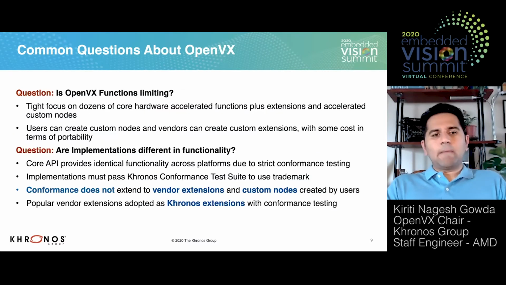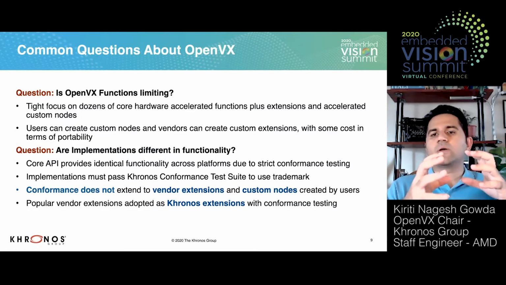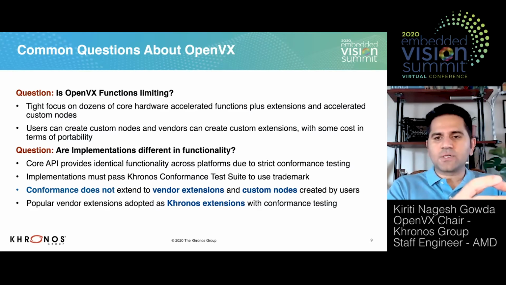The next one is, are OpenVX functions limiting? Like I said, we have a tight focus on functions which are widely used, rather than choosing to have breadth of all functions. We chose to have a tight focus on the most used functions, like the vision feature set and the enhanced vision feature set. That gives you better optimized functions, and you can always extend OpenVX with extensions and create custom nodes, and there are full provisions to do that.